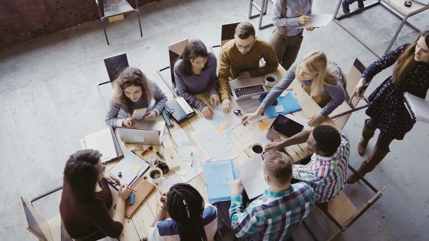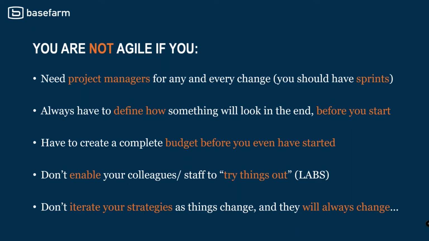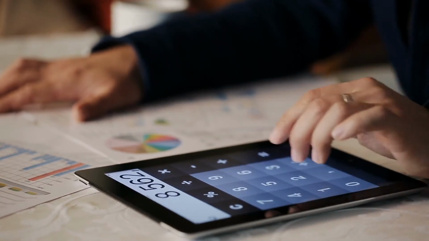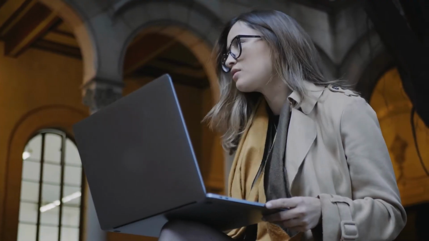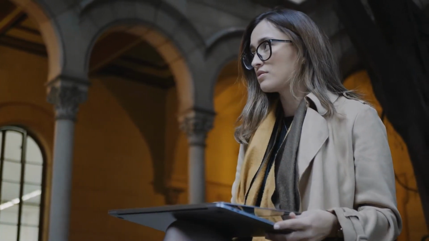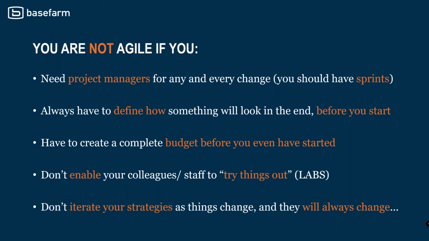So that's sort of a no-no. You always have to define something, how it looks in the end, even before you start. Then you do not have an agile mindset. You have to create a complete budget before you even have started something. That's the same thing. You're not allowing your friends or colleagues to try things out, do the labs approach. And if you don't iterate your strategies as things change, because they will always change, so why fight it? Embrace it instead. So that's the idea behind the agile methodology.